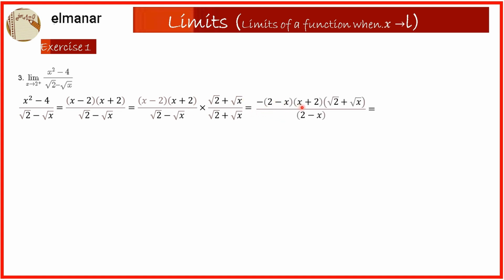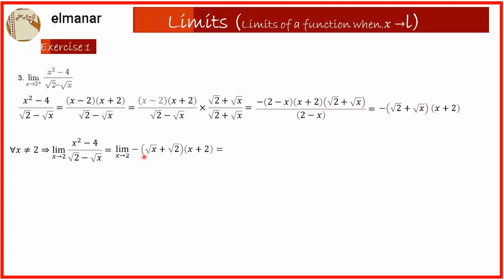negative of 2 minus x times x plus 2 times the square root of 2 plus the square root of x, all over 2 minus x. This simplifies by canceling out 2 minus x, which gives negative of the square root of 2 plus the square root of x times x plus 2. Therefore, the limit as x approaches 2 from above of x squared minus 4 over the square root of 2 minus the square root of x is equal to the limit as x approaches 2 from above of the negative of the square root of x plus the square root of 2 times x plus 2, which gives negative 8 times the square root of 2.